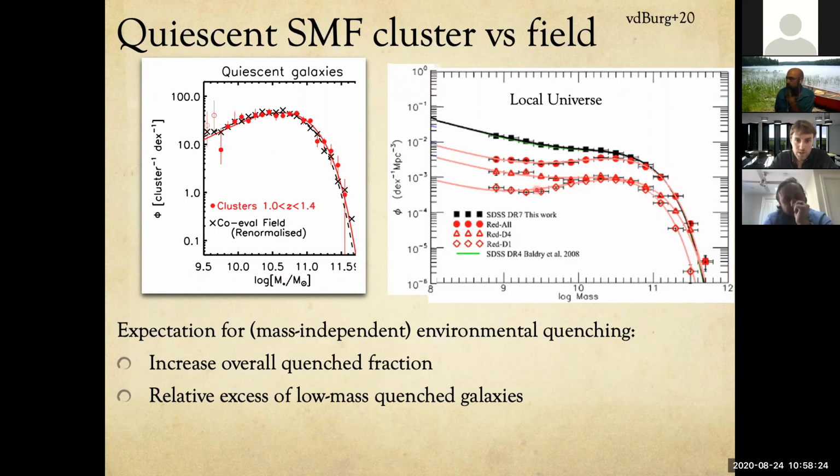So whereas there is this difference in the local universe, explained by the typical Peng-style environmental quenching, this is not the case in the GOGREEN sample. This mass-independent environmental quenching works in the local universe, and it's expected to increase the overall quenched fraction if you have an extra quenching term, but also it's expected to lead to a relative excess of low-mass quenched galaxies. And whereas the first is also observed for GOGREEN, the second is definitely not. So that calls for a different way of quenching compared to the local universe.